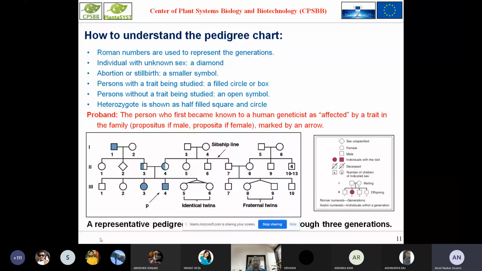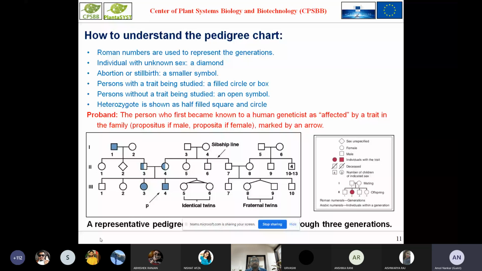One point I would like to mention here is that the first person in a family where the genetic study has started is known as a proband, where we can see this P shown here for number 4 in the third generation. If this is male, we call this propositus, and if it's a female, it's proposita. You don't need to know all these different things.